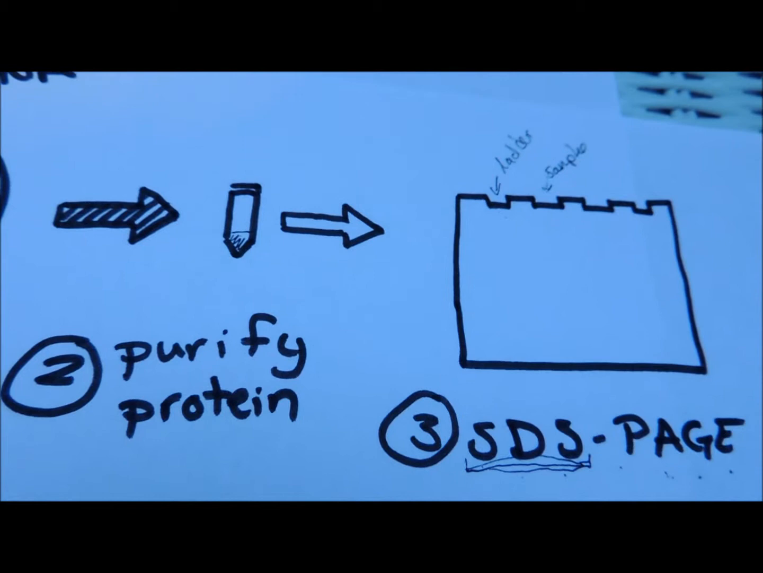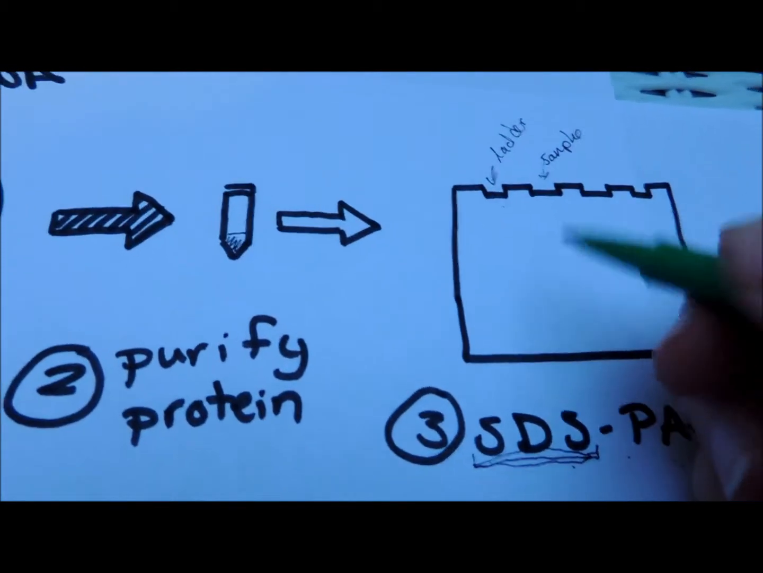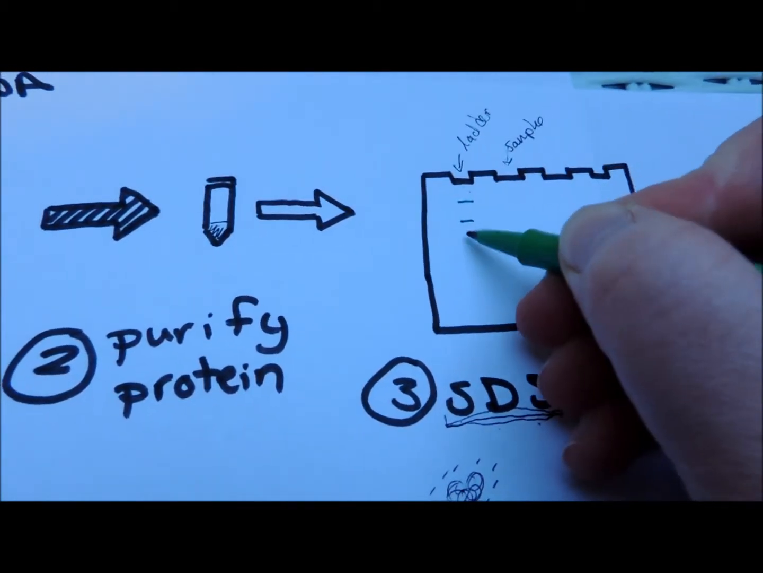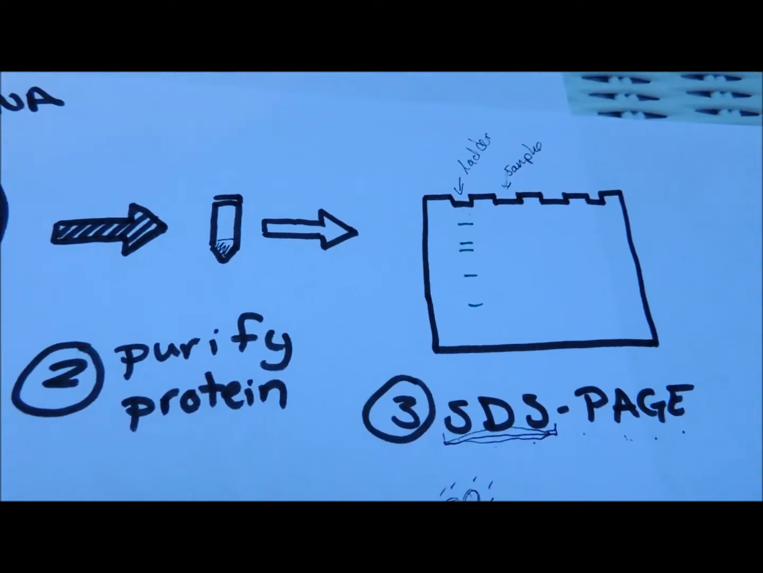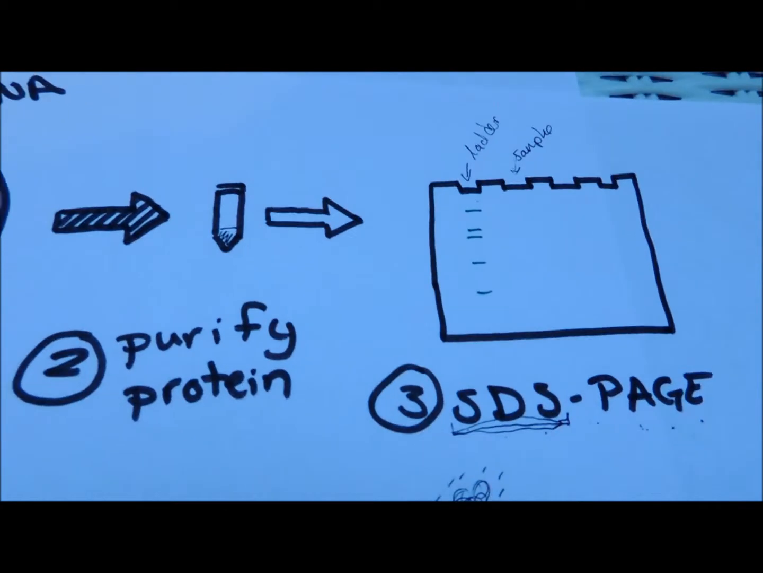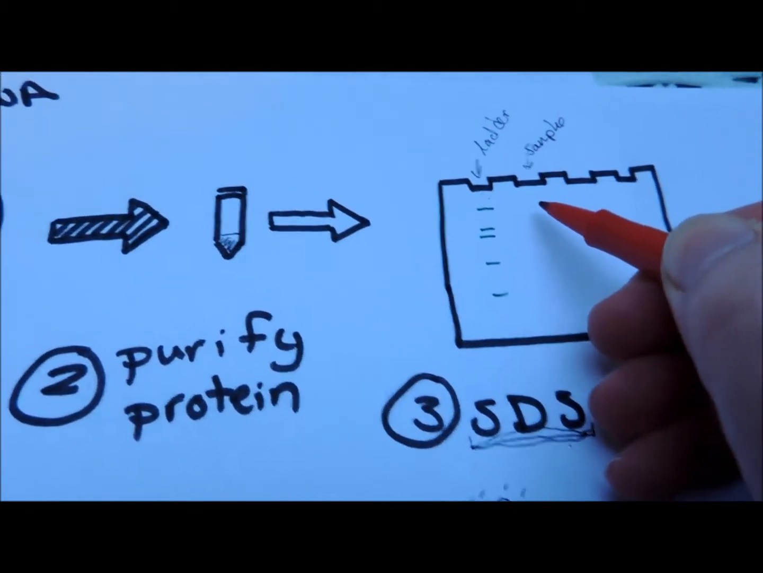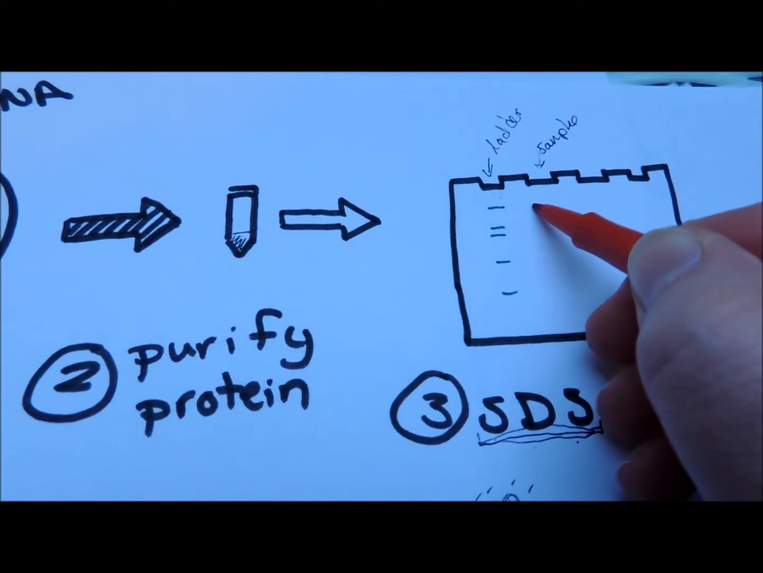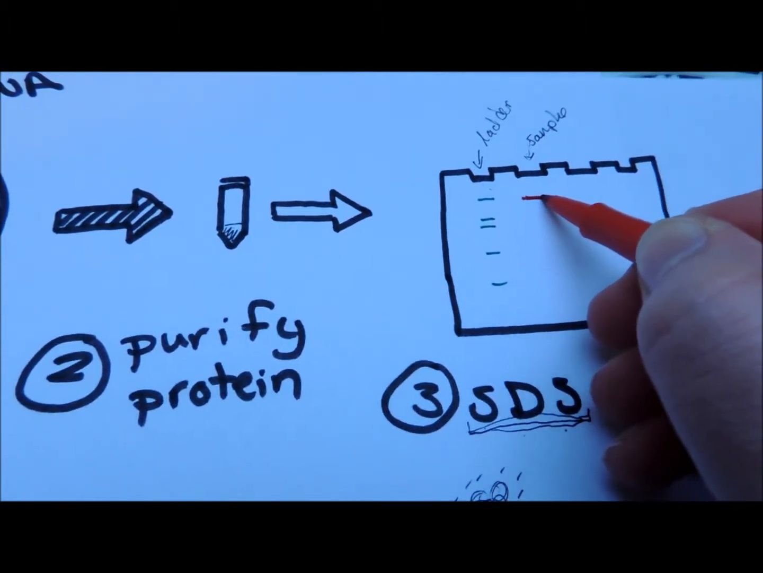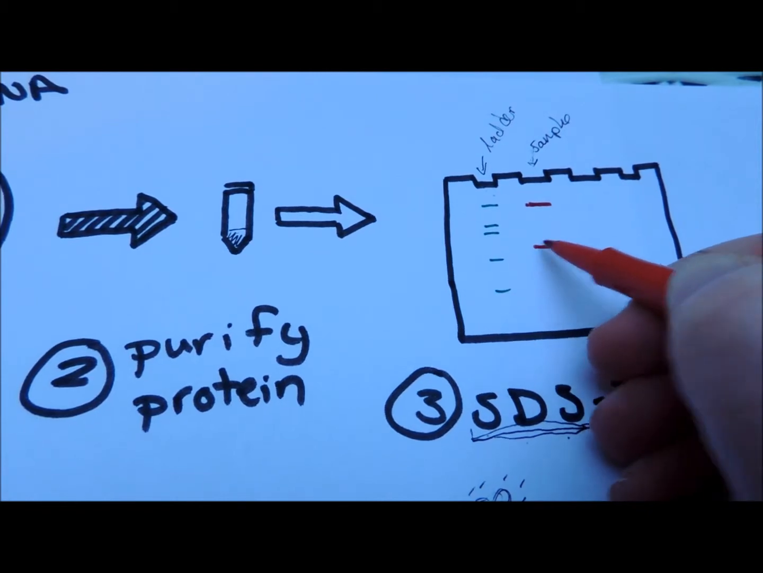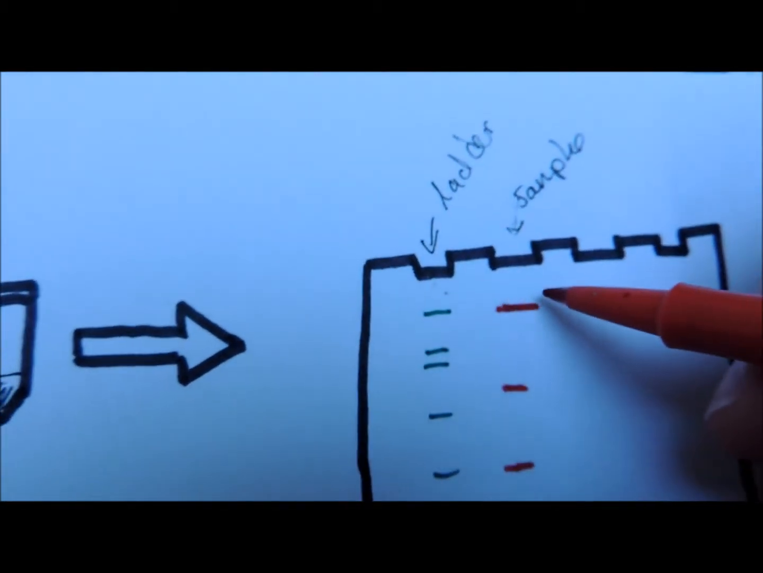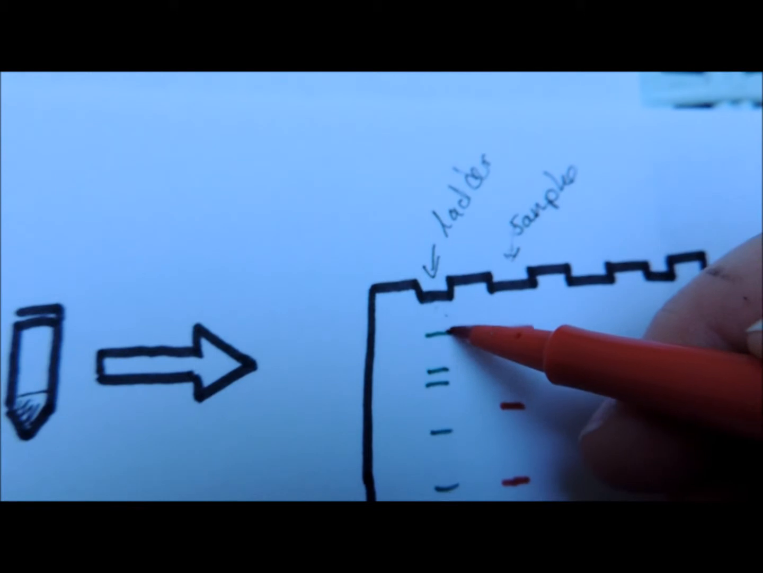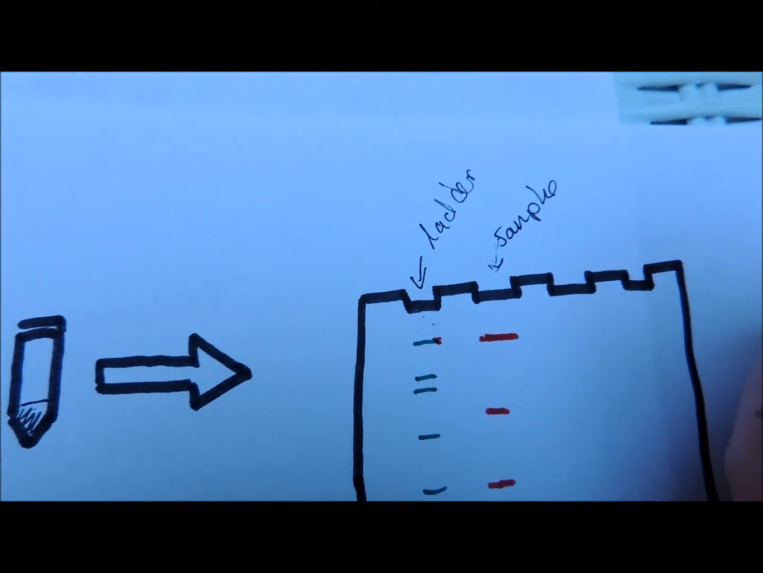So, for example, if our ladder is in green, and we end up with a pattern like this, and the sample we're running, I'll draw that in red. Typically the dye you use in this is blue, but we'll use red for the sake of our illustration. If you end up with a piece of a band right here, a band right here, and a band right here, you would be able to say that the protein you've isolated up here is about the same molecular weight as that part of the ladder.